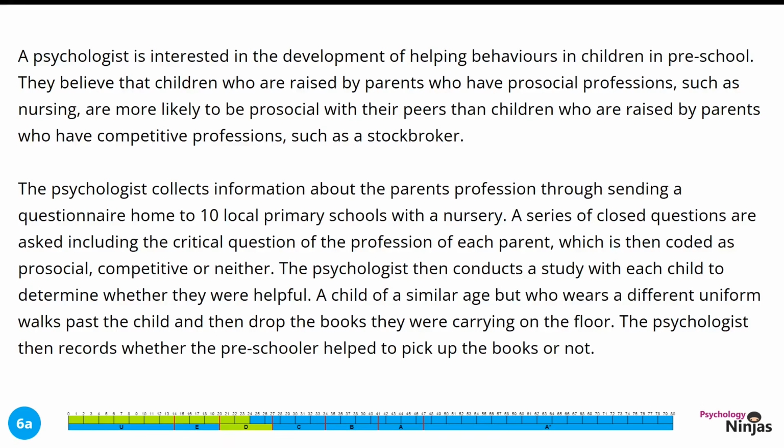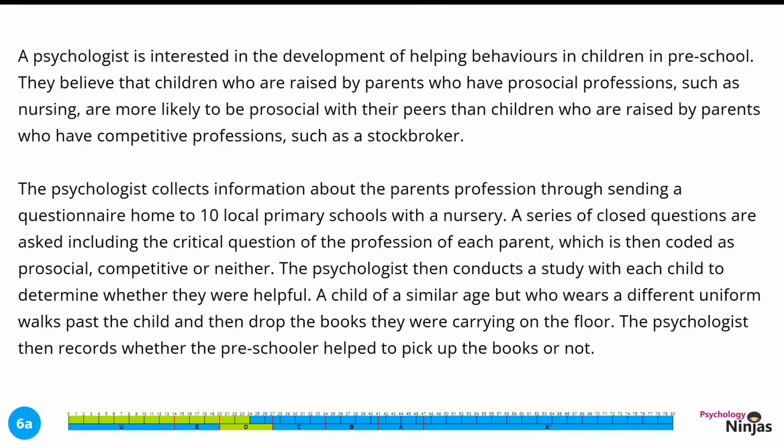A psychologist is interested in the development of helping behaviours in children in preschool. They believe that children who are raised by parents who have pro-social professions, such as nursing, are more likely to be pro-social with their peers than children who are raised by parents who have competitive professions, such as a stockbroker. The psychologist collects information about the parent's profession through sending a questionnaire home to 10 local primary schools with a nursery. A series of closed questions are asked, including the critical question of the profession of each parent, which is then coded as pro-social, competitive, or neither.